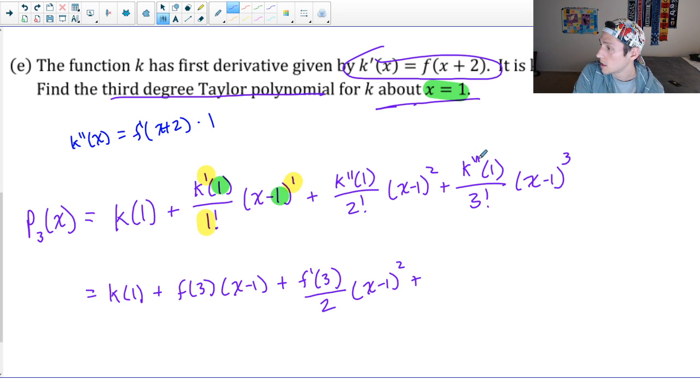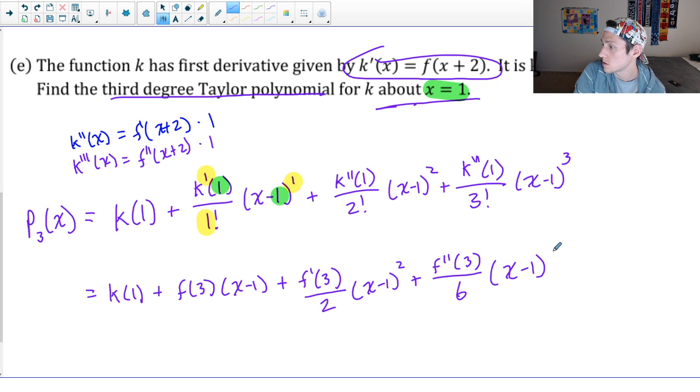All right, and then k triple prime, so that's the second derivative of f, and chain rule, but again, that's just times 1. So f double prime, plug in 1, so that's f double prime of 3. 3 factorial is 6, 3 times 2, and then times x minus 1 cubed. Okay, so I've got a lot of change in what I'm looking at here.